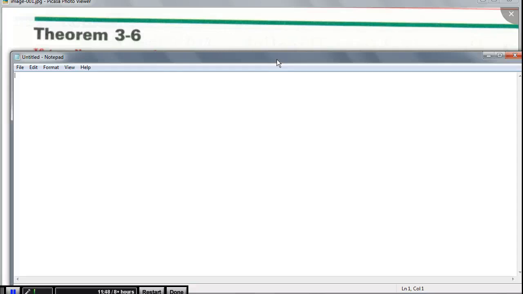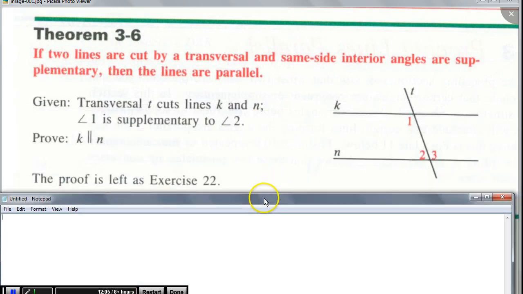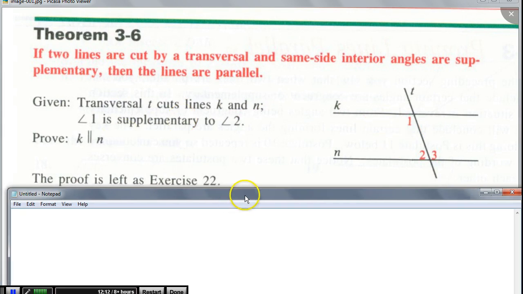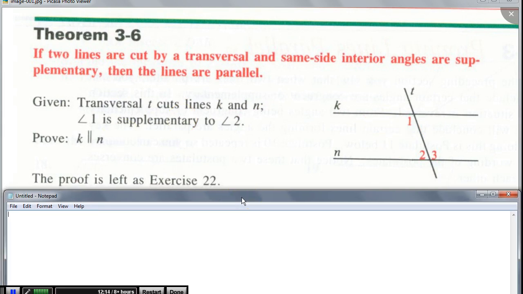If two lines are cut by a transversal and same side interior angles are supplementary this time, then the lines are parallel. Exactly right. Okay, so here's a picture. I just want you to write down the theorem. You don't have to copy the picture. But we are going to talk about why this is true. So as you write down the theorem, take a look at the picture and think about how you would go about proving this theorem. Okay? I'll wait.